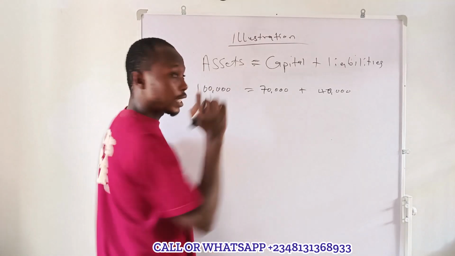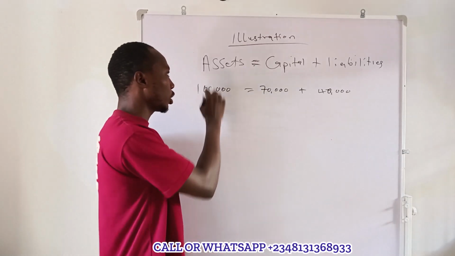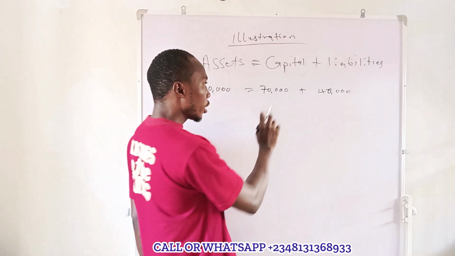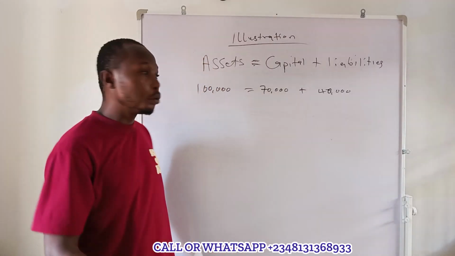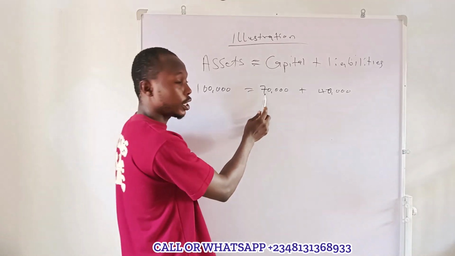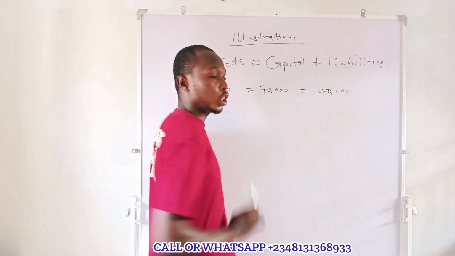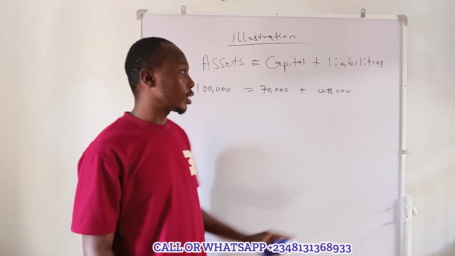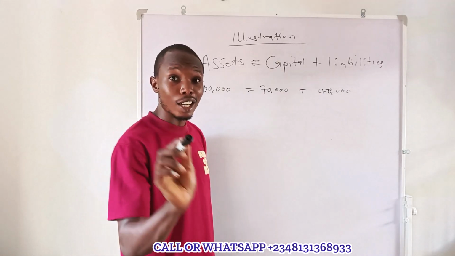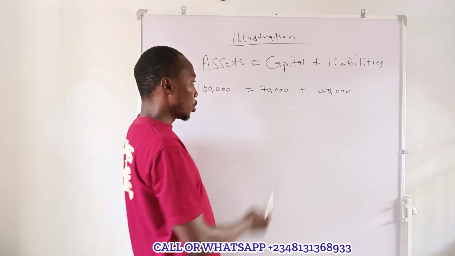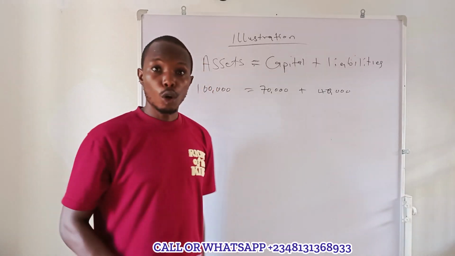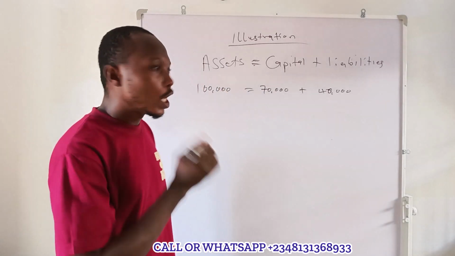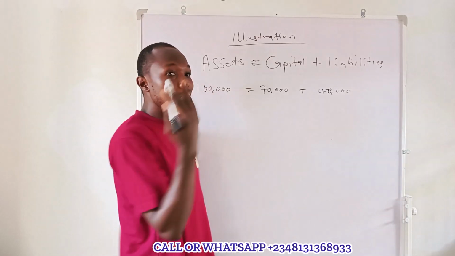Okay. Now, it's either three instances. Either this 100,000, which is the asset, is undervalued by 10,000, or our capital here is overvalued by 10,000, because if it were 60,000, it's just going to be 60,000 plus 40,000, which will give us 100,000. Similarly, either our liability is overstated by 10,000, which if this is 30,000, it's going to be 70,000 plus 30,000, which is equal to 100,000. Hence, the name balance sheet. So let's now look deep into these three scenarios.